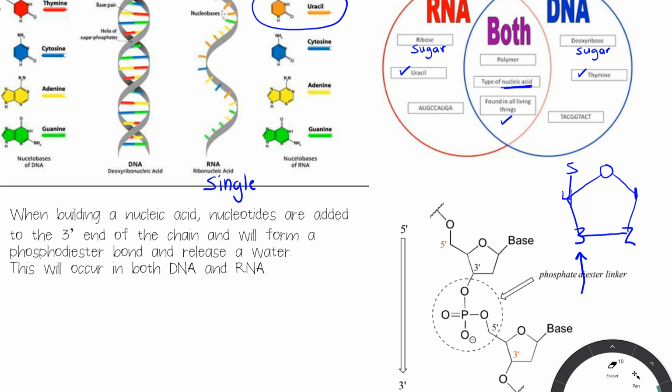You're going to actually form what's called a phosphodiester bond, which is right here, or phosphate diester linker. And when you put those together, you are going to, of course, release water, just like when you build a protein from amino acids. And this will happen in both DNA and RNA. So hopefully that was a nice intro to macromolecules.